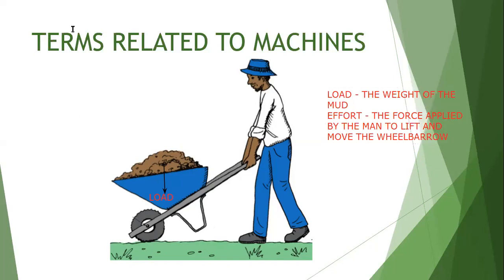So what is this man doing? This man is applying the force with both these hands. He's applying the force and he's lifting and moving the wheelbarrow. So here, if I want a symbolical representation, somewhere near his hand I will write capital E, and here where I have written load, that is my load. So this is my effort and this is my load.